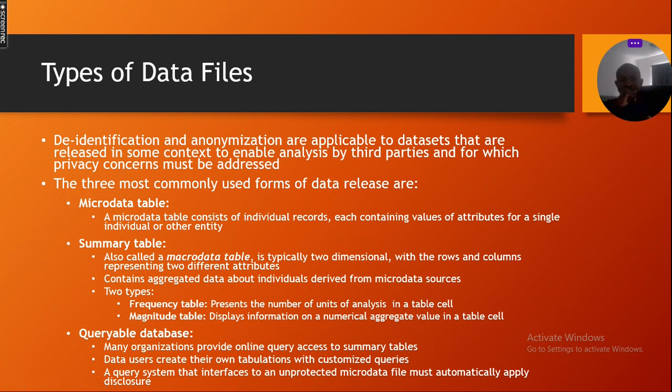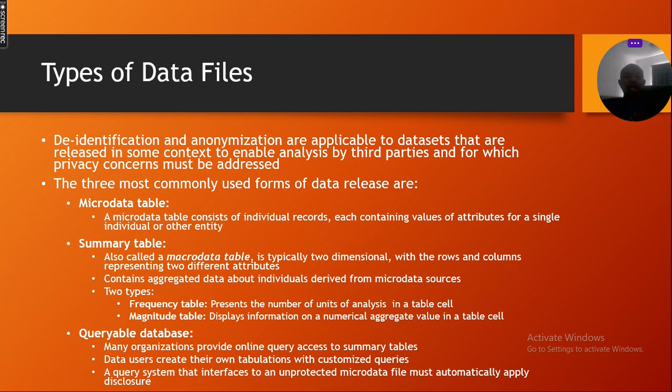Okay, the next one is types of data files. We have about three different data files when we are looking at identification and anonymization. Identification and anonymization are applicable to data sets that are found in our databases, right? And they are released in some context to enable analysis by third parties, for which privacy concerns must be addressed.